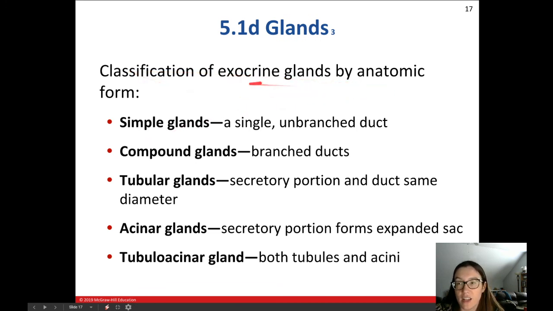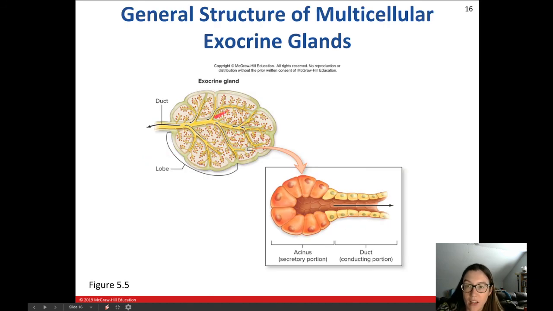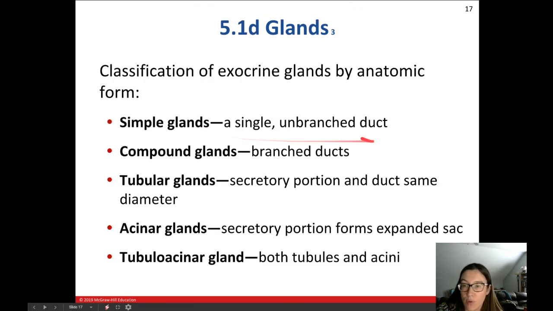So we can classify the exocrine glands by how they're made, their anatomic form. Simple glands have a simple unbranched duct. And so those are going to be more like some of the sweat glands and things that we'll see in our next class. Whereas compound glands are a lot bigger. Like this would be a compound gland. It has a lot of branching in the ducts, and it's got lots of different branches. It looks like a tree. And that's going to be more like the mammary glands or the salivary glands, where they're bigger. Tubular glands have the secretory portion and the duct the same diameter.